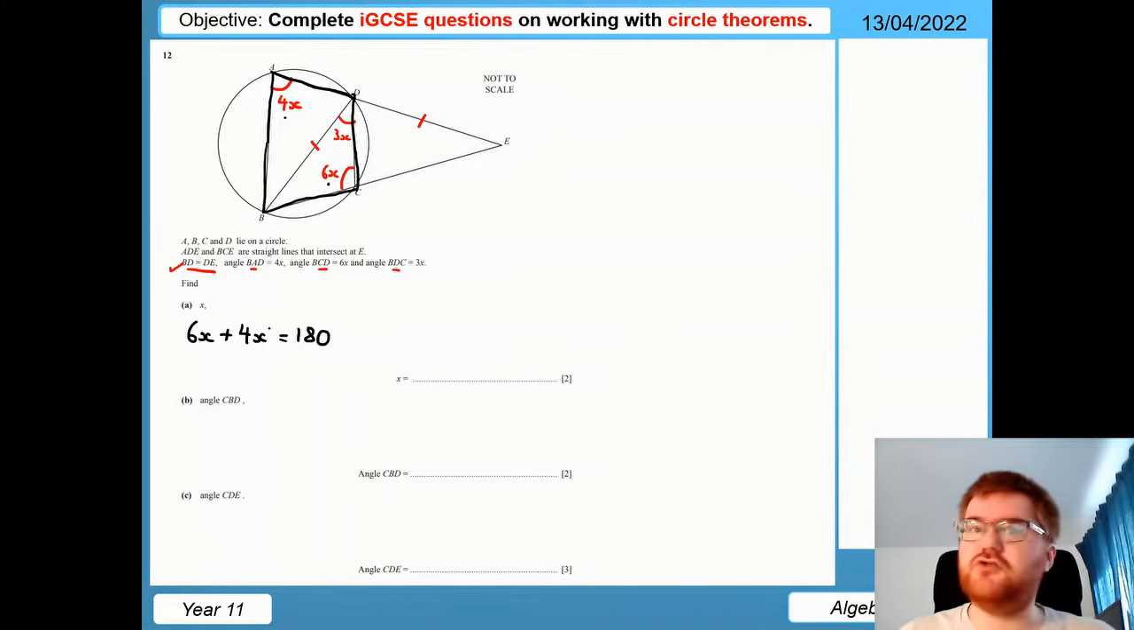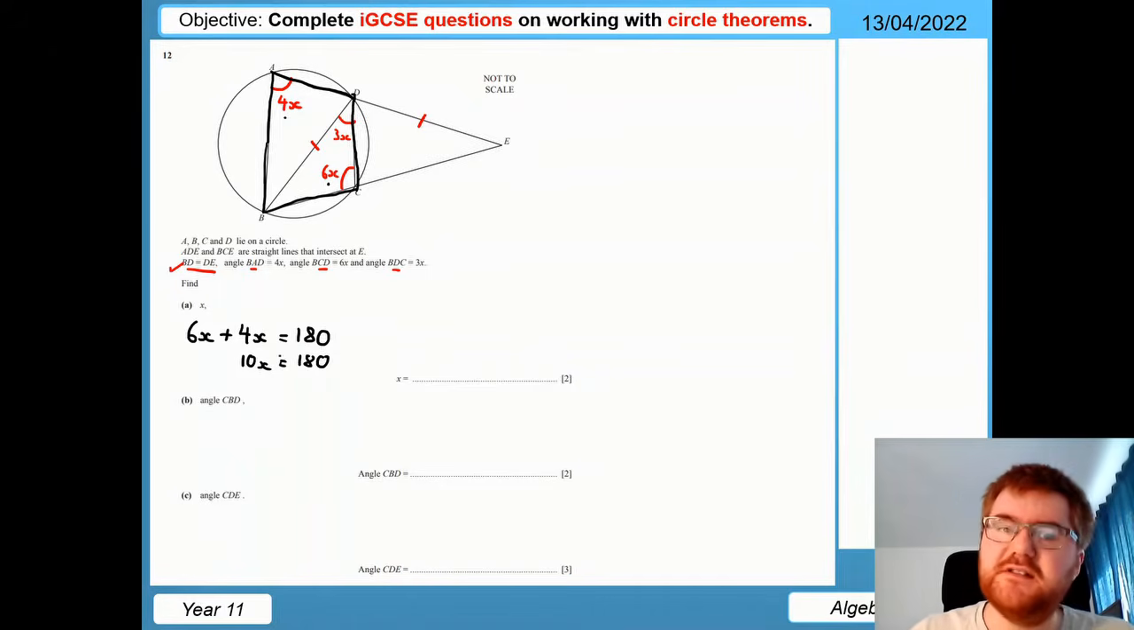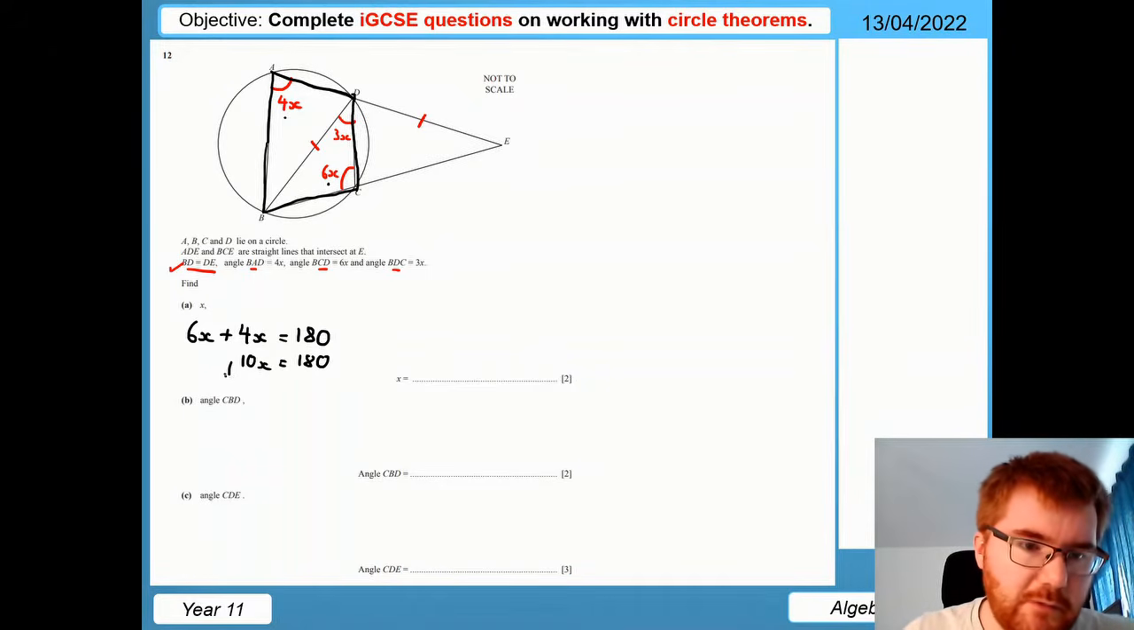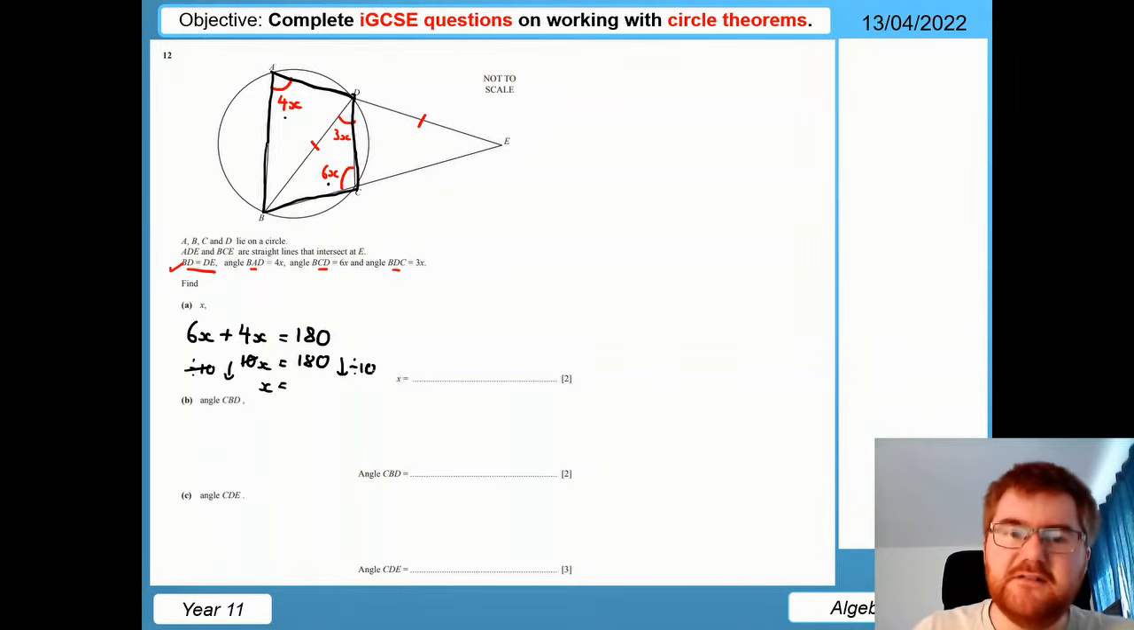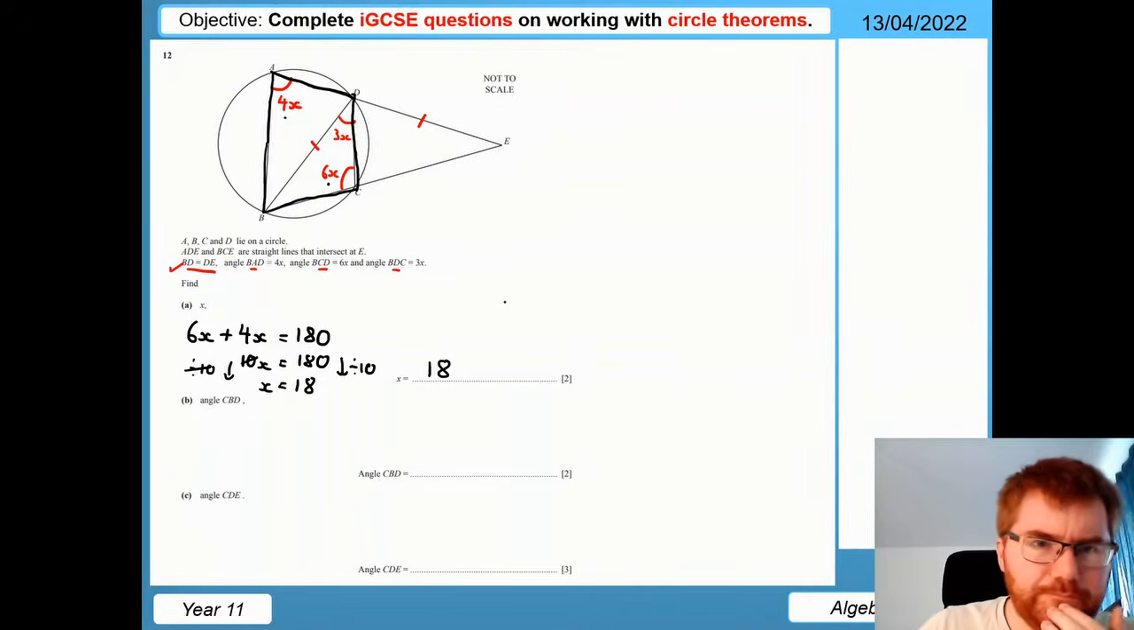At this point, this is a straightforward equation to solve here. So 6x plus 4x, that's equal to 10x. So 180. And then what's the opposite of timesing by 10? Well, yeah, we want to divide by 10. Now, many of you can do this mentally, I am aware. Let's cross that out, and then we get x equal to, well, 180 divided by 10, this is equal to 18. So we're going to pop in 18 like so.